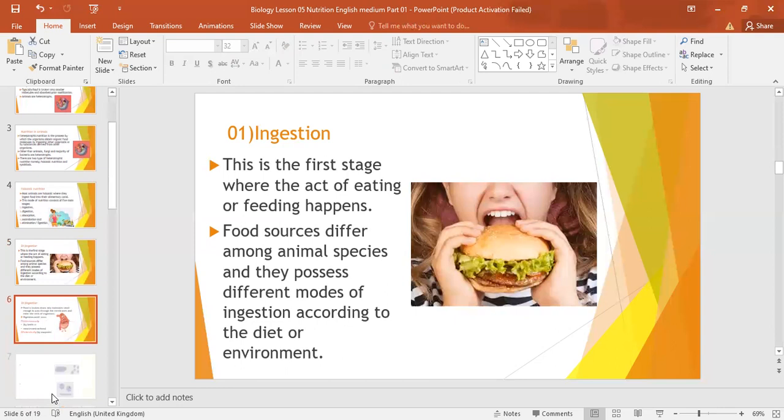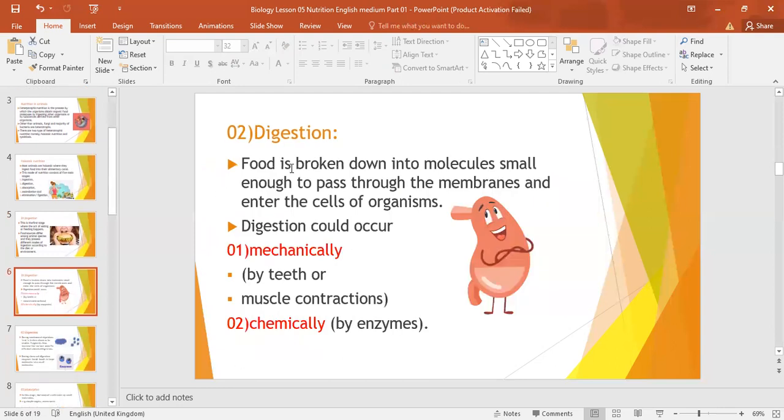Okay, then the second one is digestion. Once the food is ingested into the oral cavity, that food should then be digested. The next step is absorption, for absorbing nutrients in that particular food. Before absorbing, the food should be digested. Digestion can be divided into two: mechanical digestion and chemical digestion.